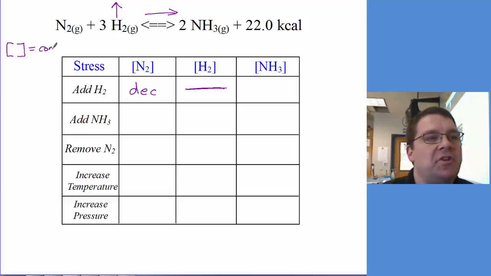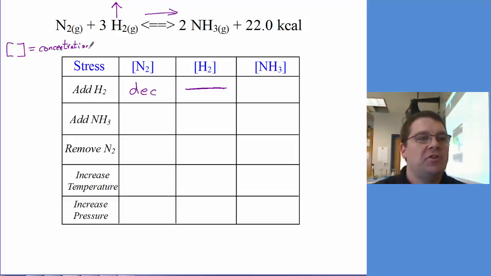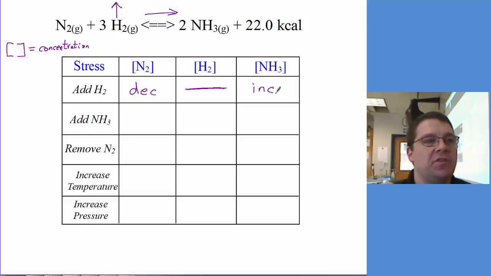So as the hydrogen is increased, the nitrogen, because the reaction is shifting away from the added hydrogen, that means that nitrogen concentration is going to decrease, and those brackets just refer to, as shorthand, concentration. And so because we're using up the excess hydrogen, the nitrogen is going to decrease. Because it's shifting to the right, the ammonia concentration will be increasing because it is being produced.